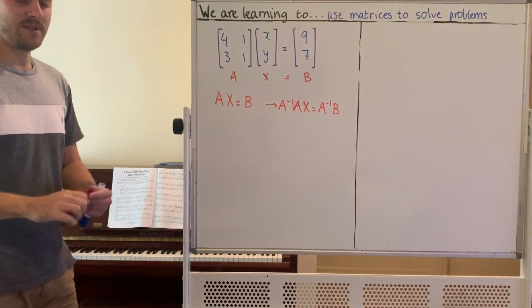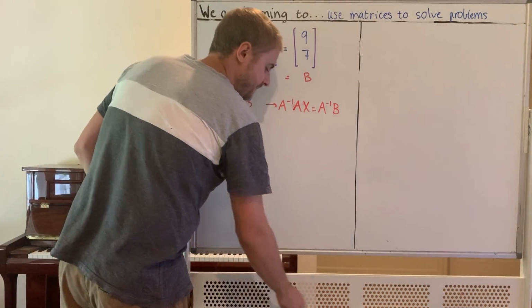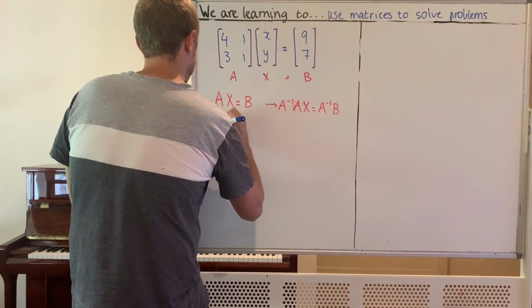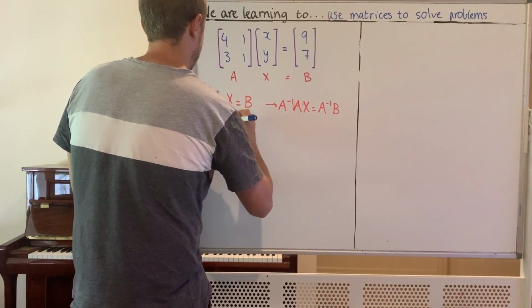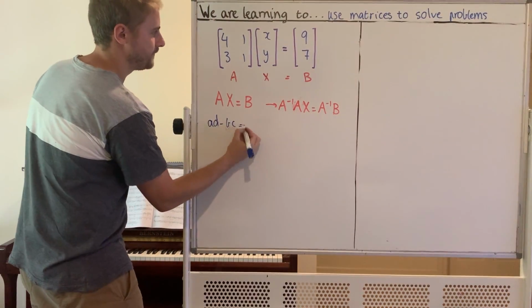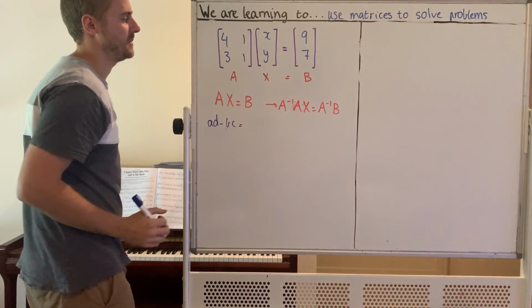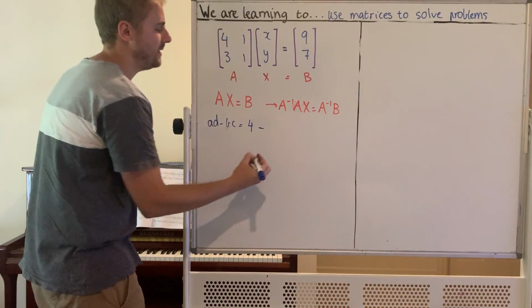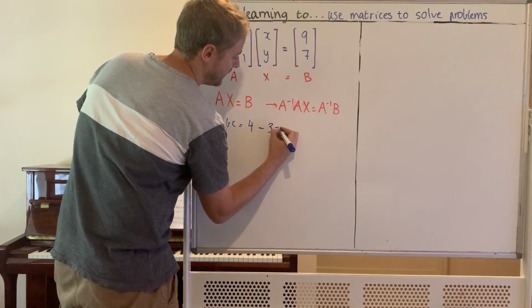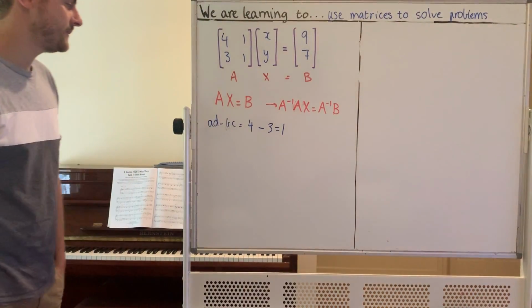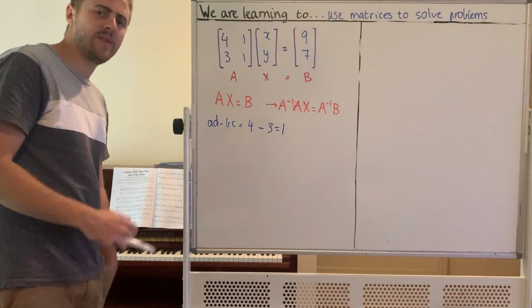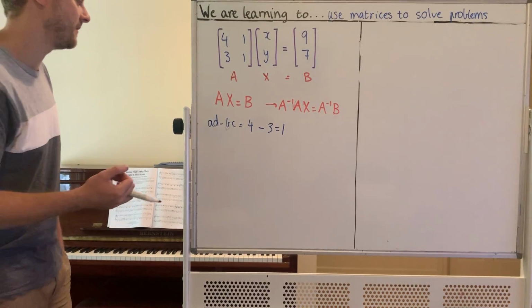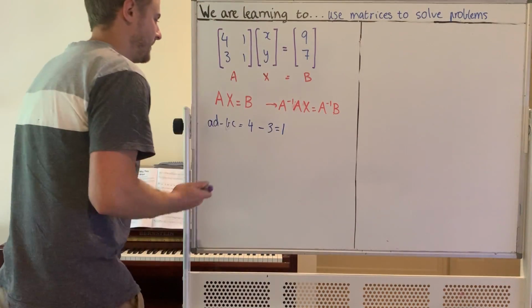Alright, so first thing we need to do is find out what the inverse of A actually is. So what I'm going to do is figure out my AD take BC. A multiplied by D is 4, minus B multiplied by C is 3, 4 minus 3 equals 1. So that's a nice easy one. Whenever that equals 1, it's going to make finding your inverse quite a lot easier because you're not multiplying by any crazy fractions.